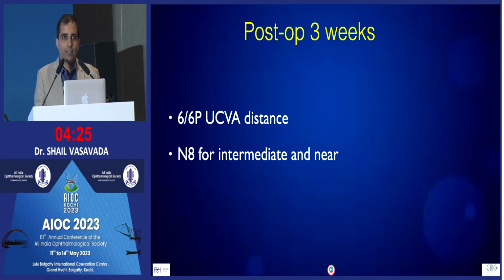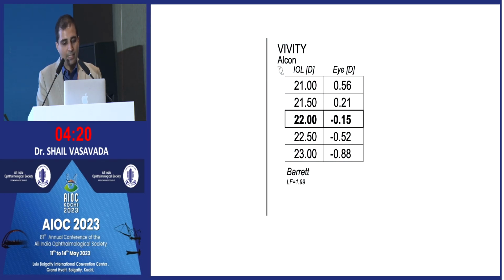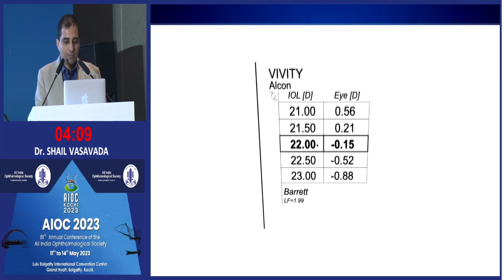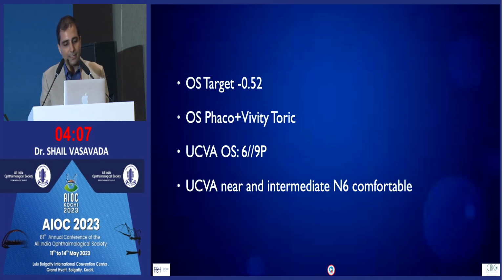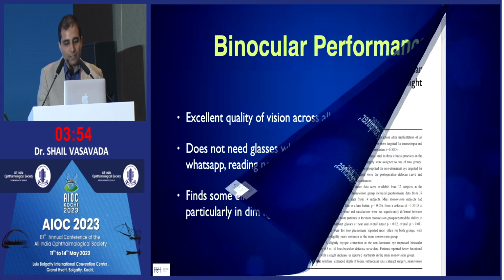Post-operatively, she's doing very well for distance, good in intermediate and fairly decent near vision. So for the second eye, instead of going for 22, we chose one target more, that is minus 0.5 diopter of myopia for the other eye. I kept telling her not to compare both eyes, and she did extremely well post-operatively, binocularly for distance as well as near, and she hardly uses glasses. The only time she uses them is for reading the expiry dates on her husband's medicine sheets.